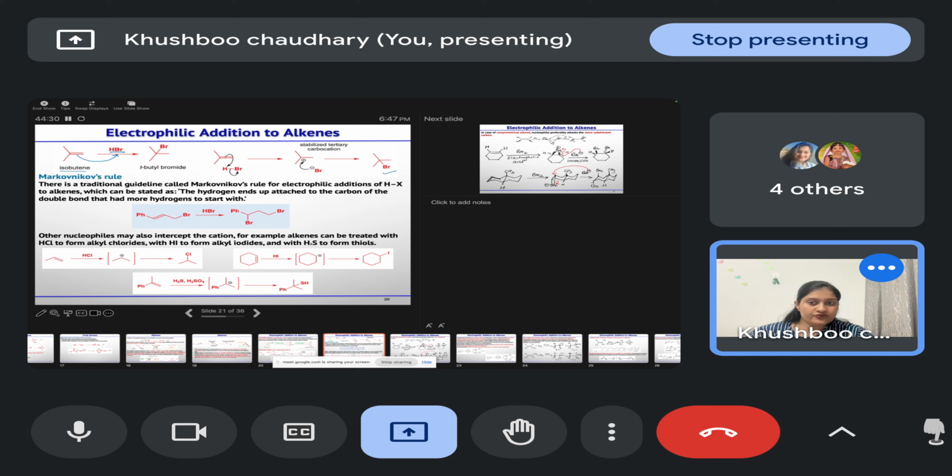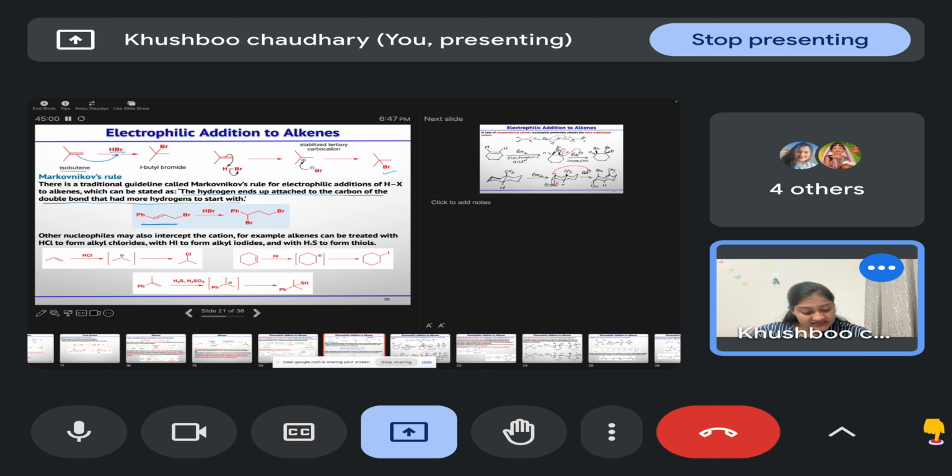Then Markovnikov's rule will decide the major product of your electrophilic addition of HX to alkenes, and it states that hydrogen ends up attached to the carbon of the double bond that had more hydrogens to start with. That means hydrogen will go on that carbon of the double bond that has the greater number of hydrogens. Or in simple words, we can say the addition of the proton will take place in such a way that the more stable carbocation will generate.